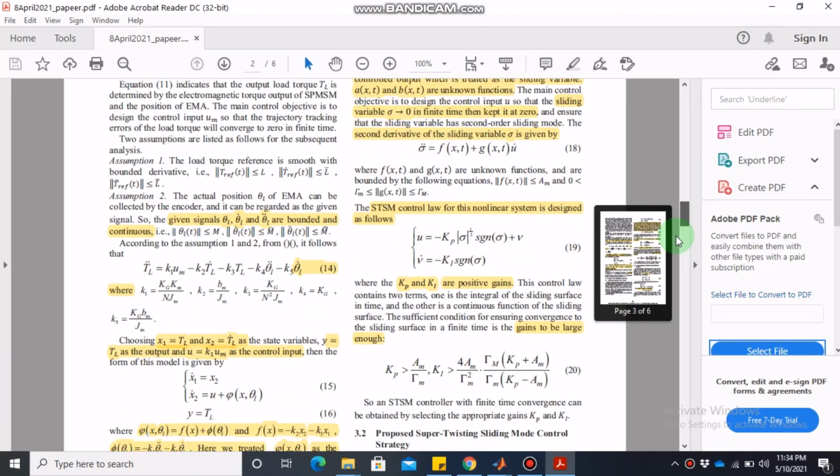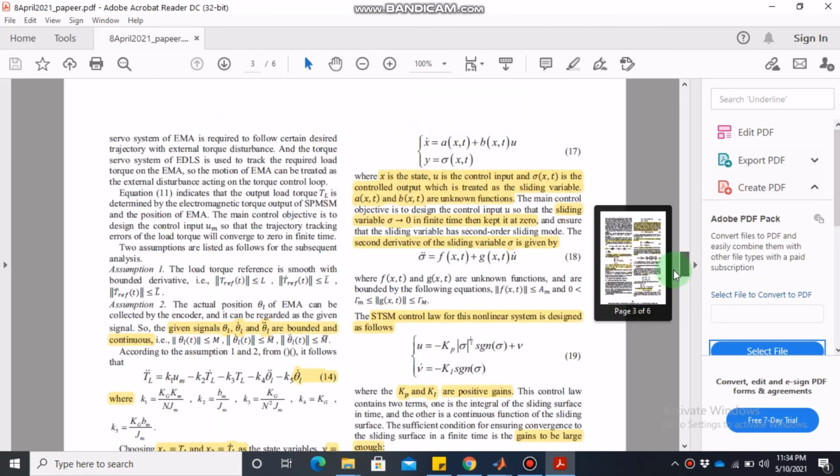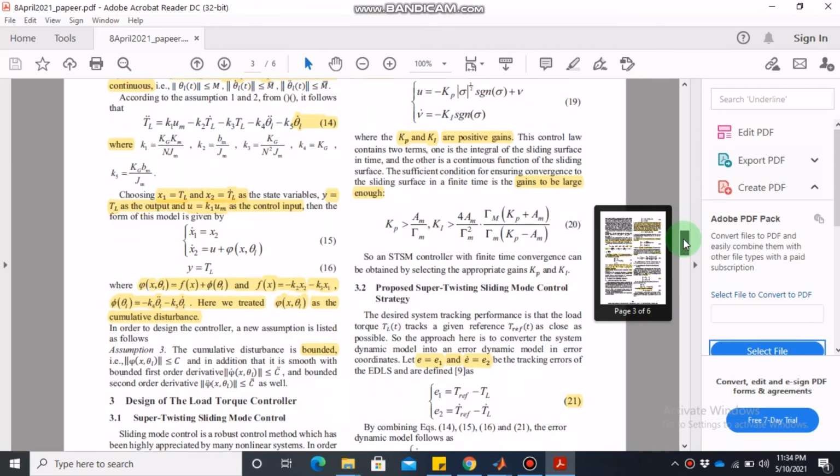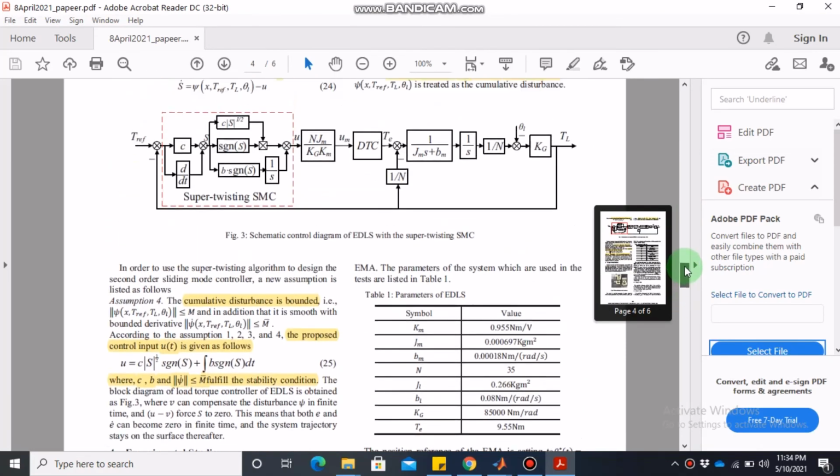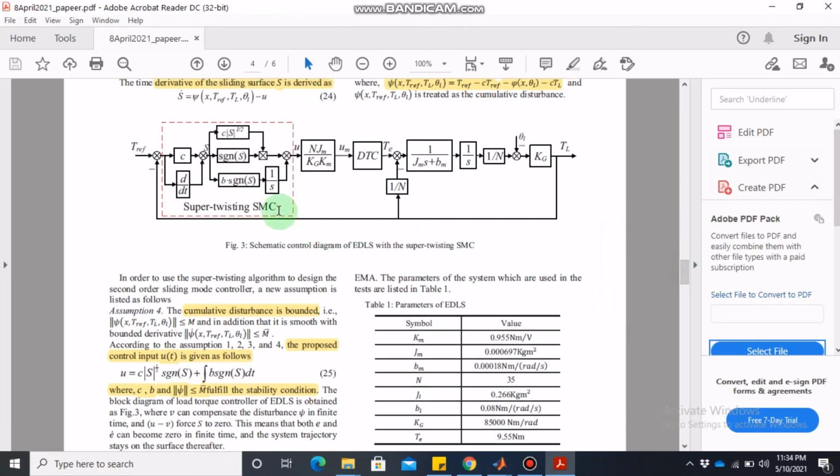Sorry, I almost forgot to show you the Simulink file related to this paper, which I promised you at the beginning of this video that I will show you. The Simulink file corresponds to this figure 3 of the paper.